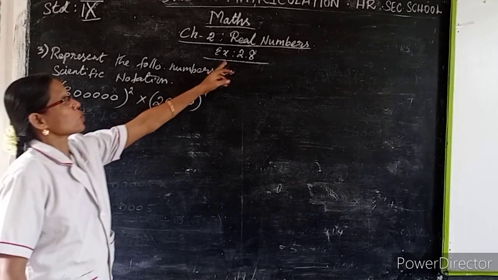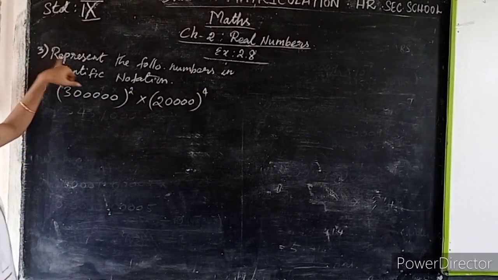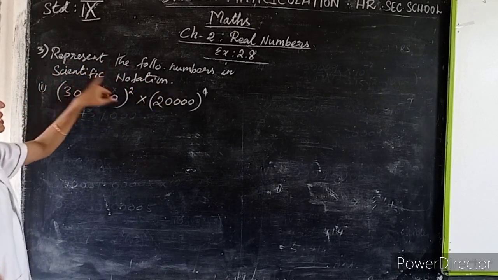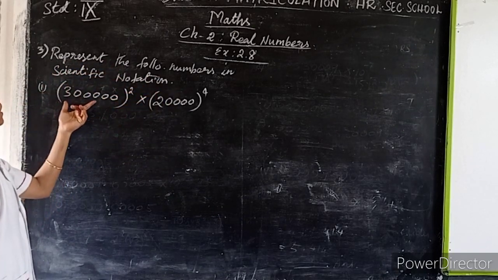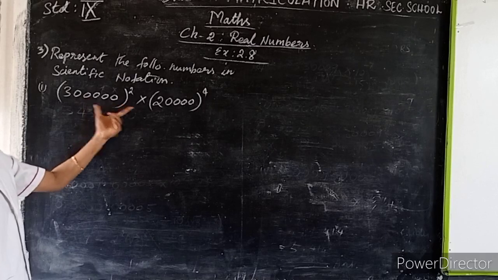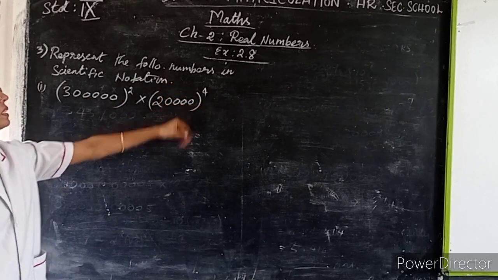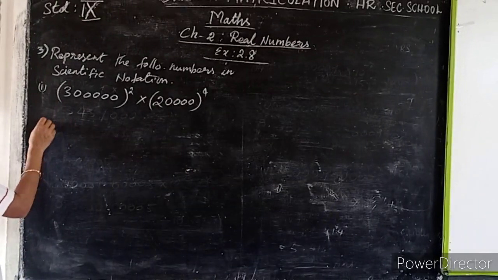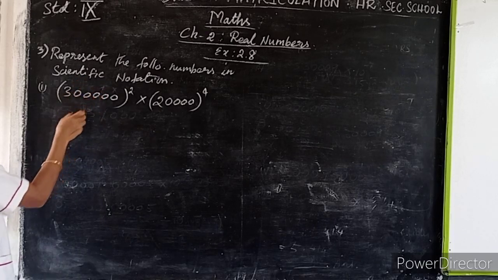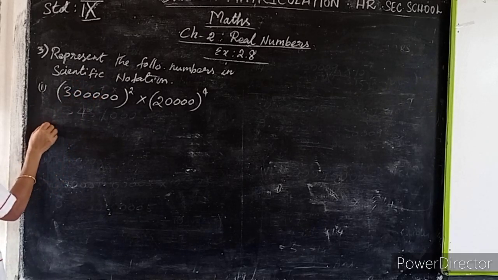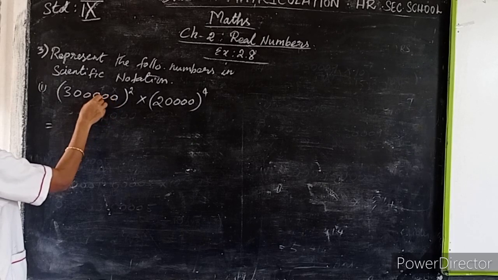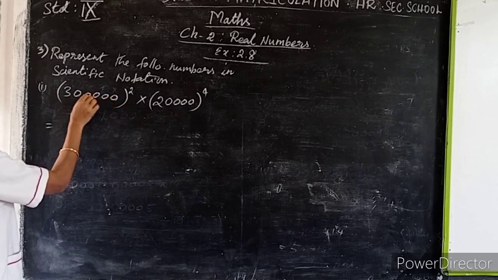Now from exercise 2.8, question number 3, represent the following numbers in scientific notation. This one number whole square into this number whole power 4. This is given. How to write in scientific notation? First inside the bracket, how many zeros? 1, 2, 3, 4, 5.